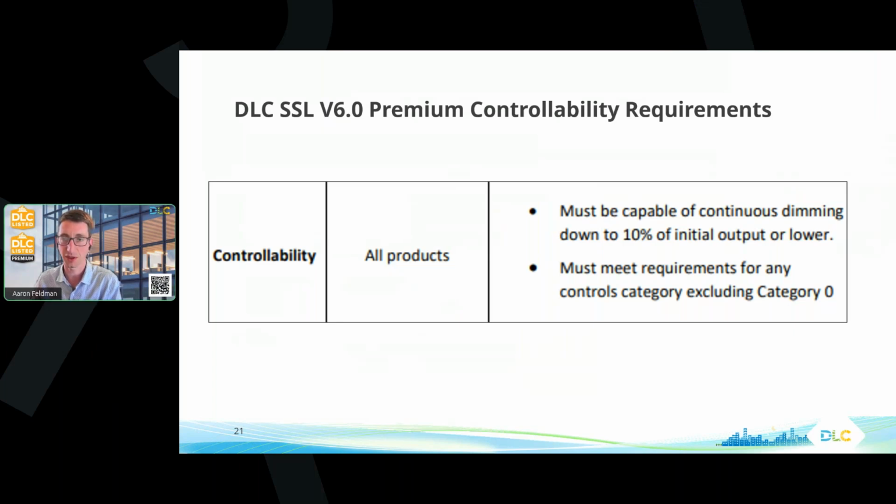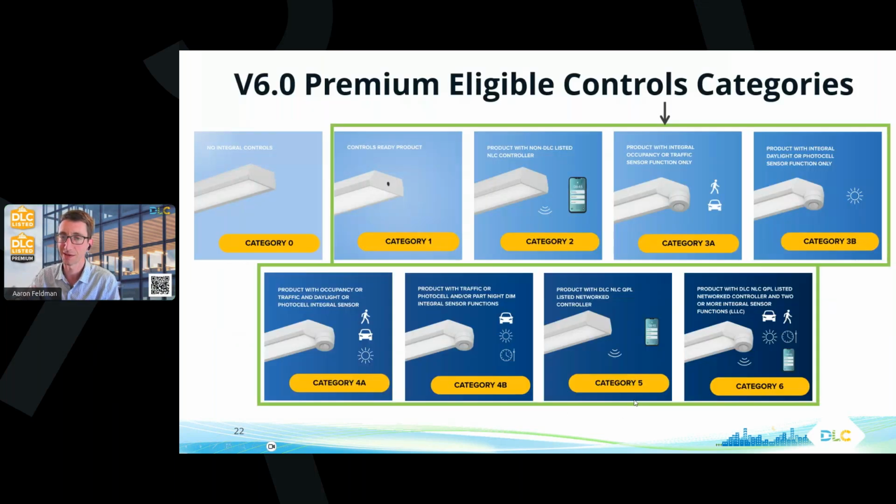So Casey mentioned earlier, these control categories are new for version 6 and designate a higher level of controllability. So what does that mean? Like Casey was showing earlier, everything except for category 0 can be qualified for premium. So that is 1 through 6. Category 0 is having no controls, no internal controls. So if your product is only dimmable, that would be category 0. And then the 1 through 6 have some greater controllability functionality.